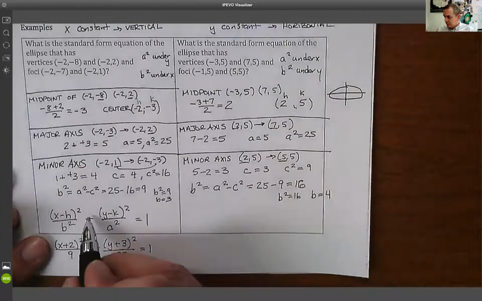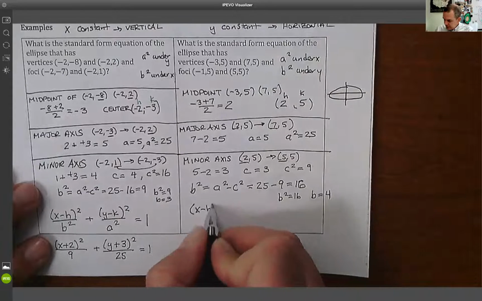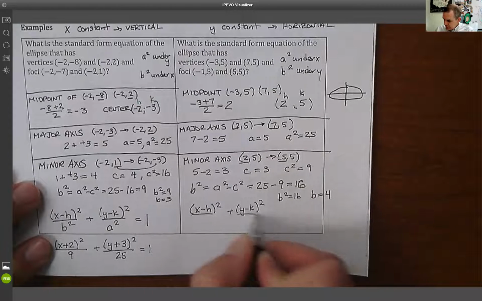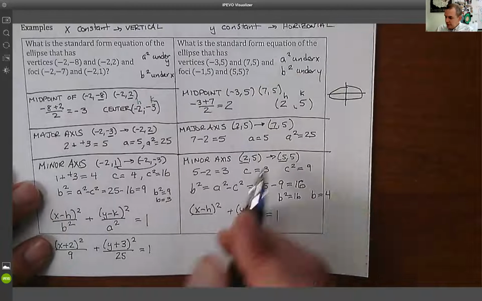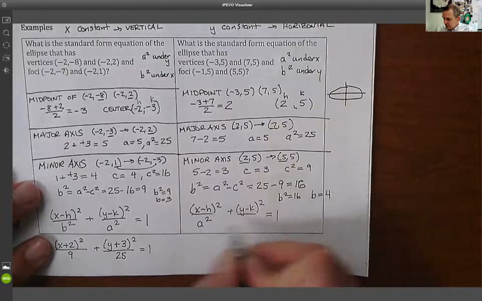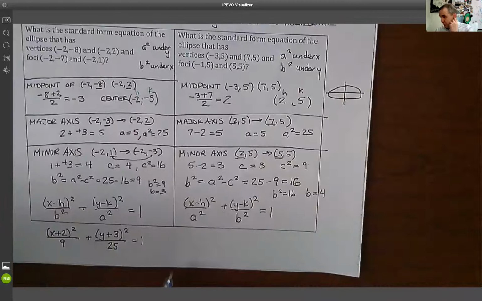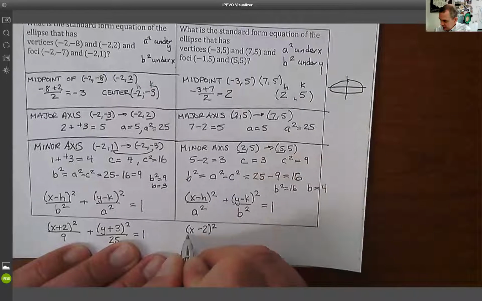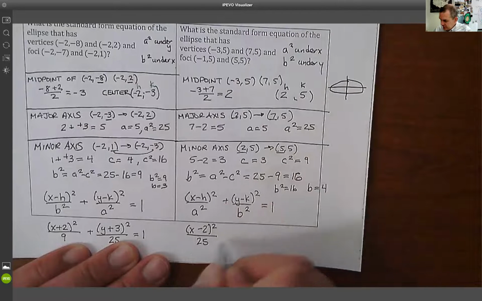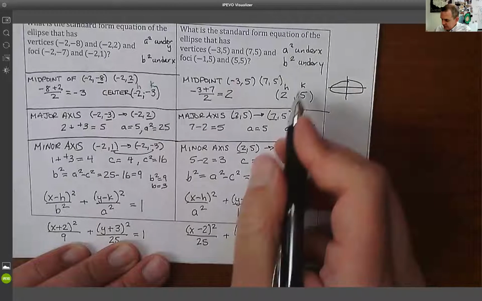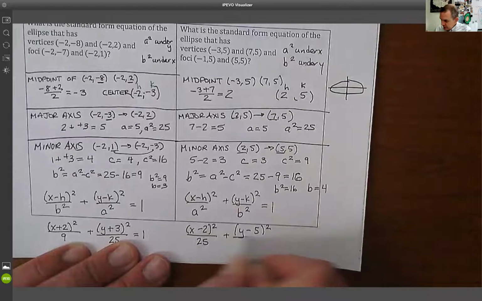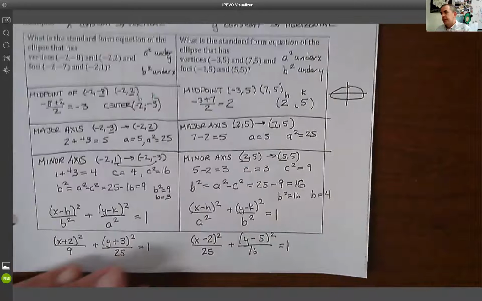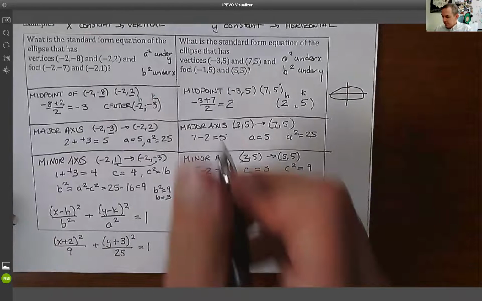And now to plug in the numbers, again, the way this works is (x minus h) squared, (y minus k) squared equals 1. I put the a squared under the x because it's horizontal. I put the b squared under the y because it's vertical. Now I plug in my numbers. This becomes (x minus h, which is 2) squared, over a squared, which is 25, plus (y minus k, which is 5) squared, over b squared, which is 16, equals 1. So that's how we do it when we're given those points.